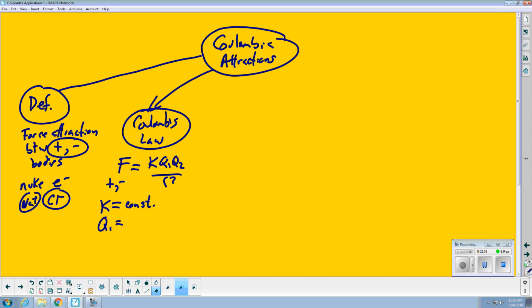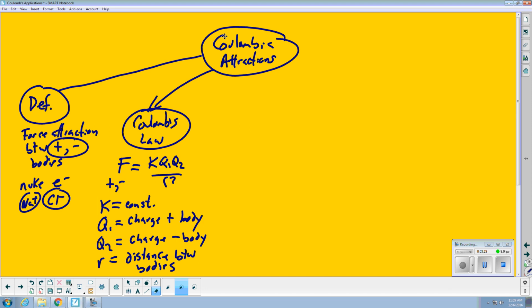Q1, I like to think of as the charge of the positive body, whatever that positive body is. Is it the cation? Is it the nucleus? But it's the positive particle. Q2 I look at as the charge on the negative body or the negative particle, and R is simply the distance between your bodies. Good. So that's what Coulomb's law is all about.